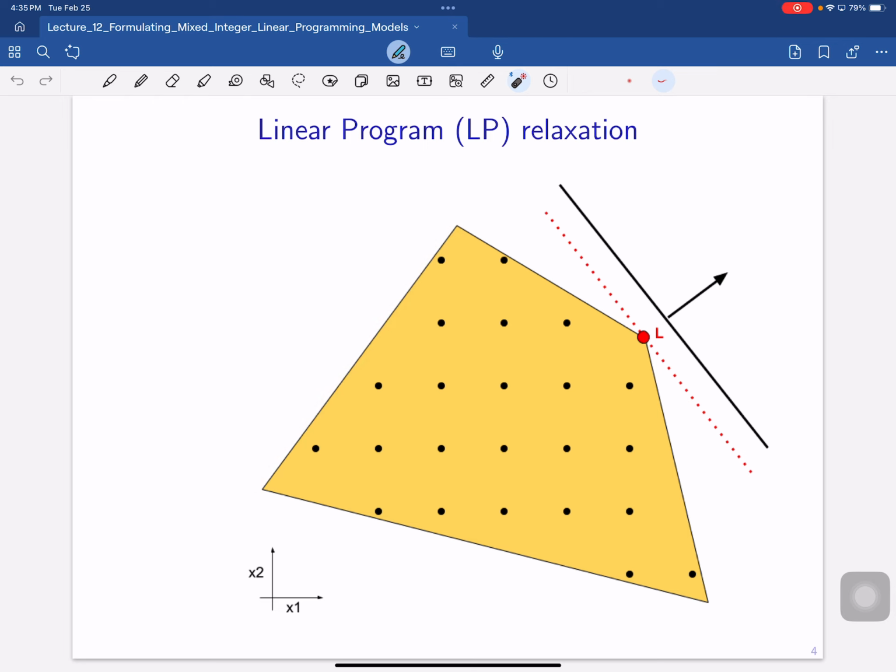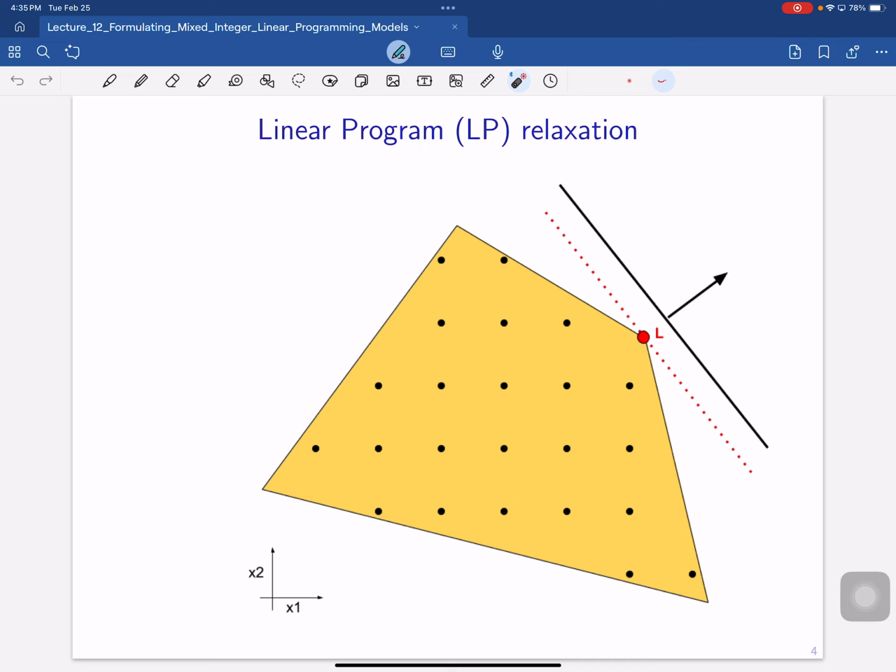Now, when you solve the so-called linear programming relaxation, the idea is to say, let's ignore the integer constraints for now. Just assume there are no integer constraints. We are only dealing with linear constraints. So essentially, you are solving a linear program with the constraints specifying the yellow area in the figure here.